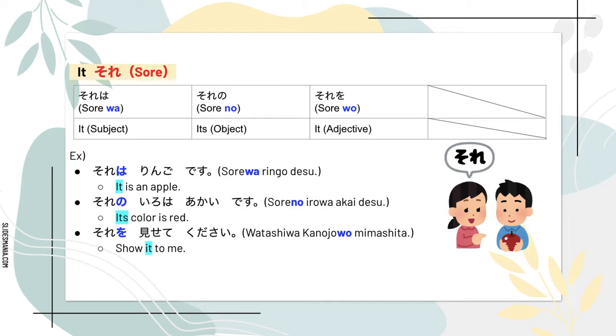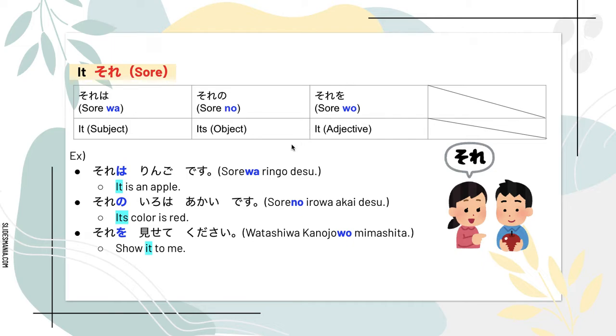As you can see from the chart, there's no possessive in it. So all you have to remember is subject, it, object, it, and adjective, it. And all you got to do is just add は, の, を. So if it's subject, it'll be それは. If it's object, it'll be それの. If it's an adjective, it will be それを.